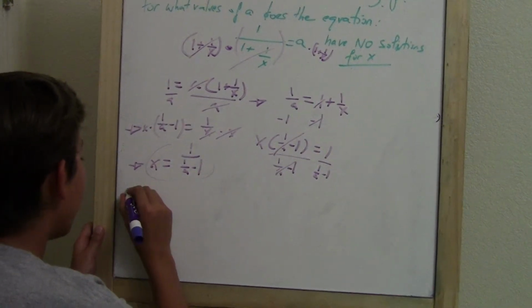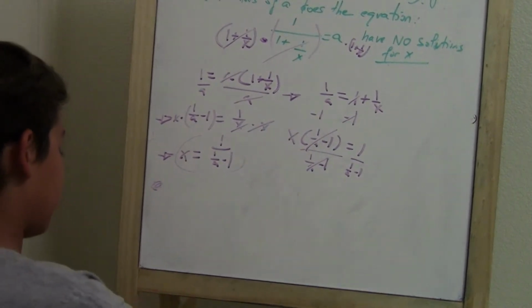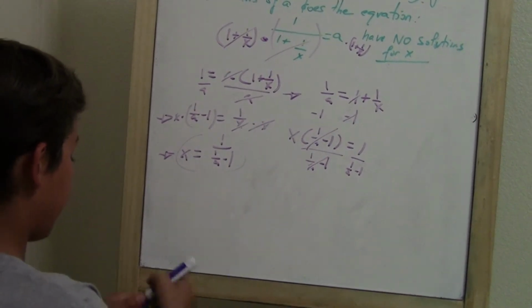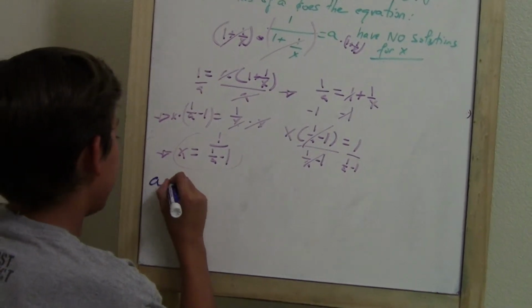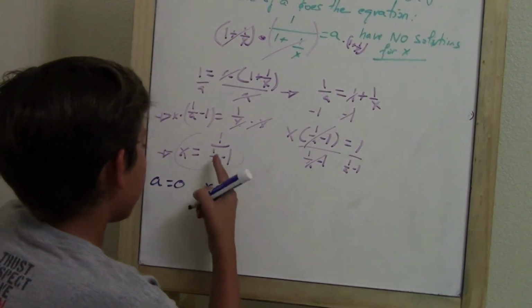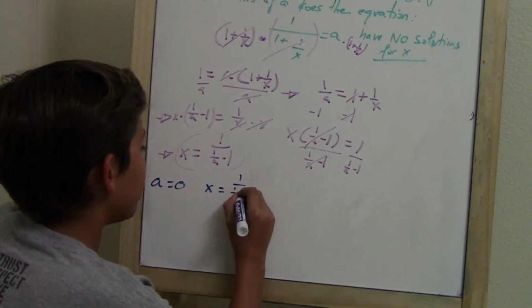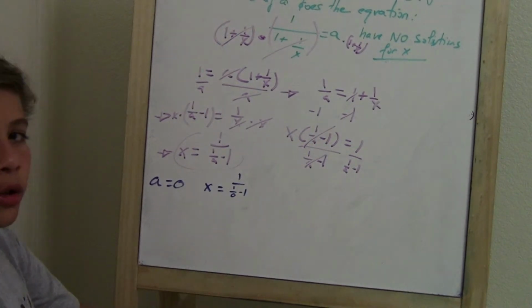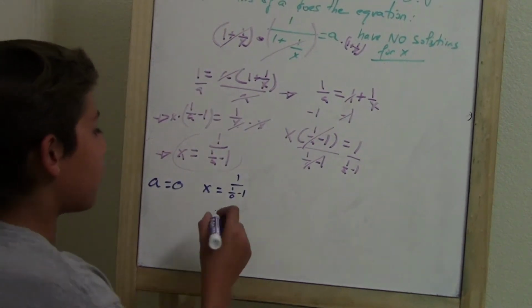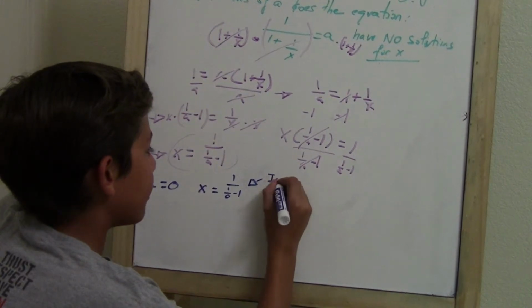So if A is equal to 0, what would x be? Basically we would have x equal to 1 over (1 over 0 minus 1). 1 over 0 is not possible. So this one is automatically illegal.